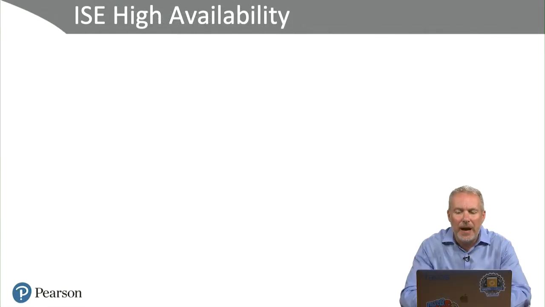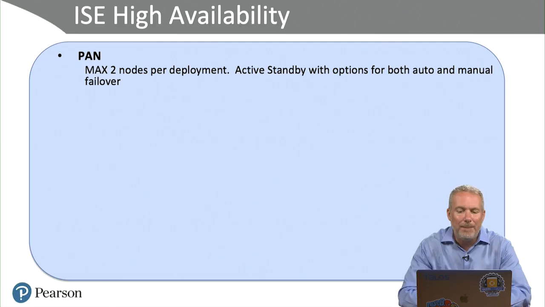ISE is designed to be a highly available system. You'll need to have a basic understanding of these options to pass the exam, as well as design your own system. So let's talk about the PAN a little bit, that policy administration node, that brain of the operation. I can have a max of 2 of these in a deployment. They're active and standby. So there is an active guy that's serving out the user interface and managing all that data, and there's a standby that gets replicated data from the admin node and keeps that in sync so that if he has to take over in a failure scenario, he can. We have both automatic and manual failover options available.